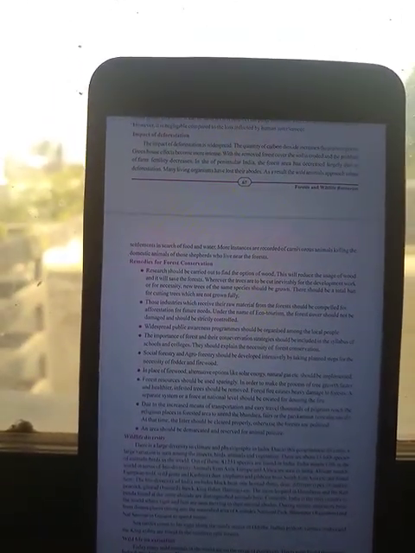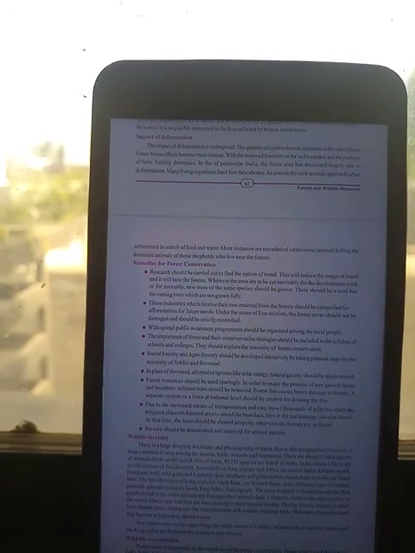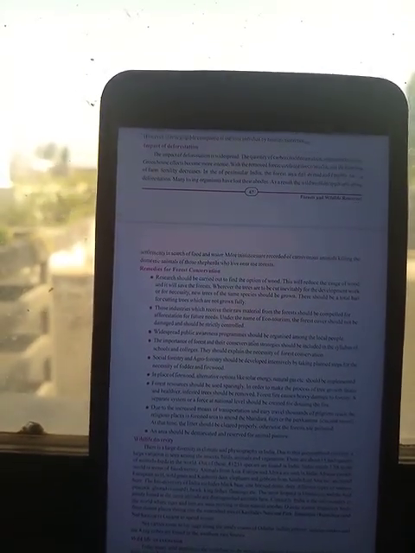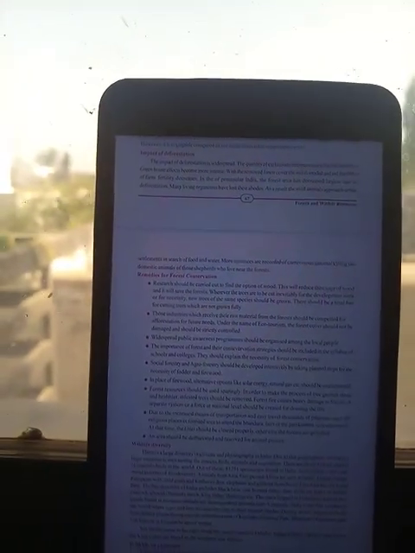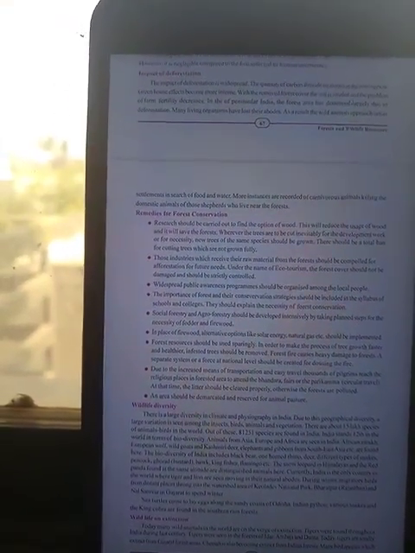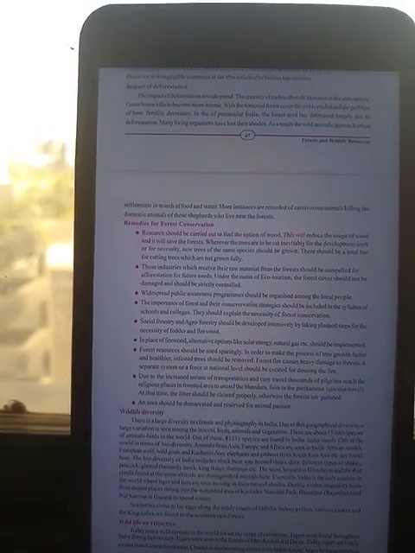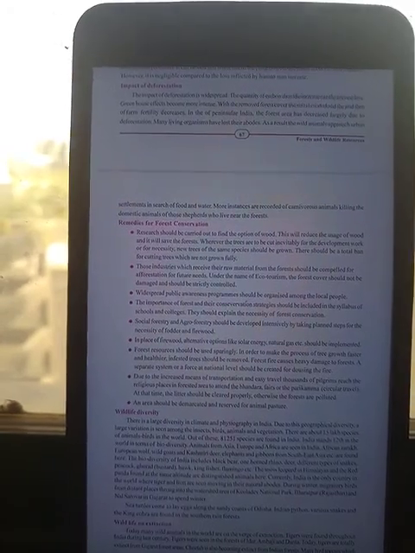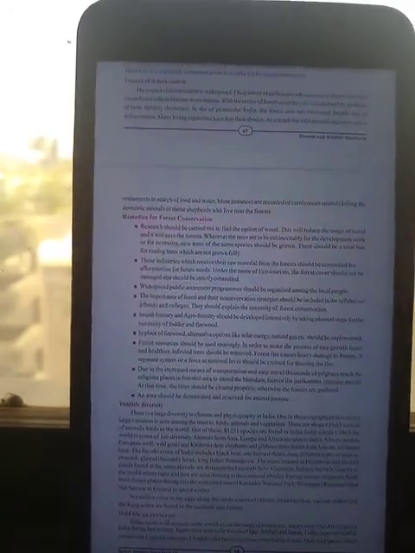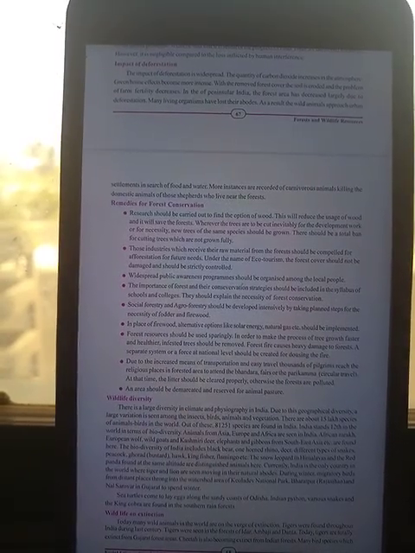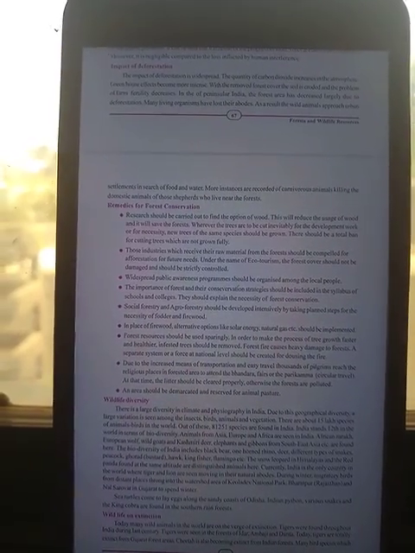Widespread means all over the world we have to create public awareness, through classes and advertisements. Then the importance of the forest and its conservation strategy should be included in the syllabus of schools and colleges. They should explain the necessity of forest conservation; we have to include in schools and colleges how to prevent deforestation.